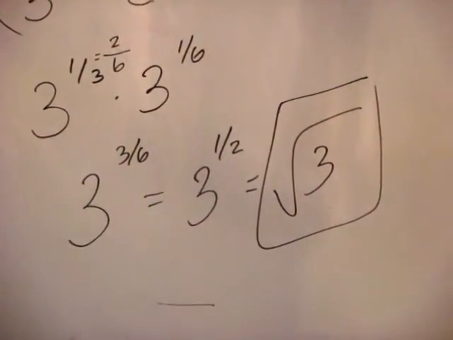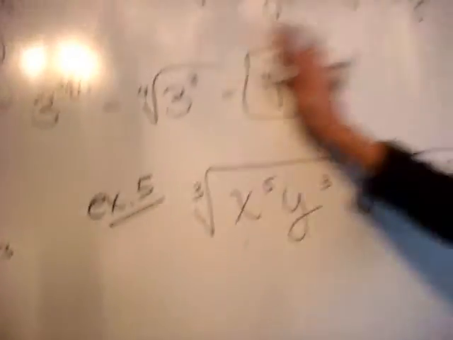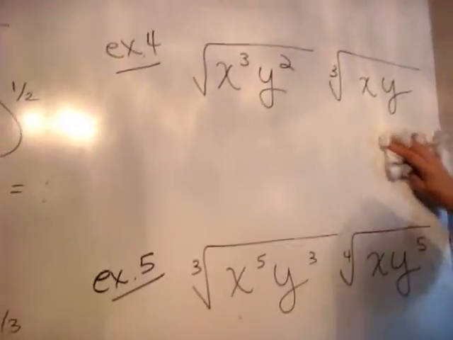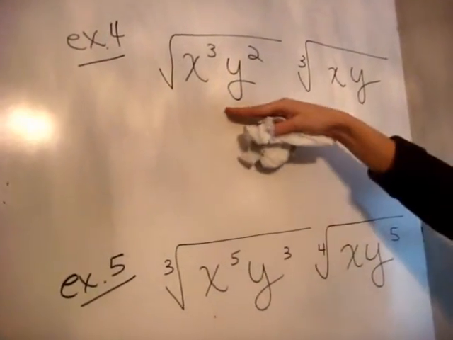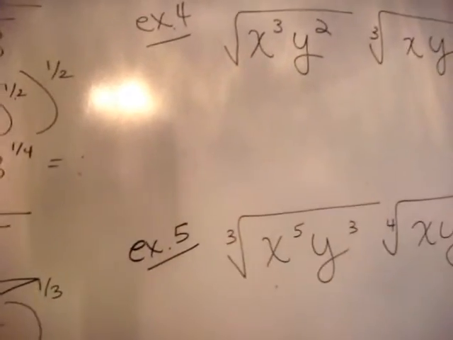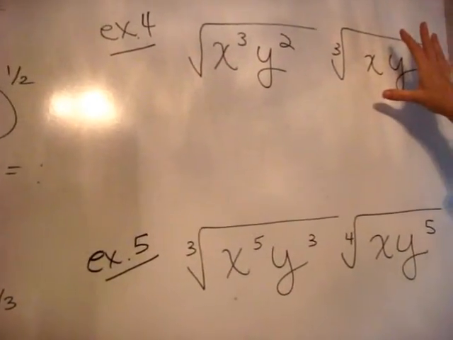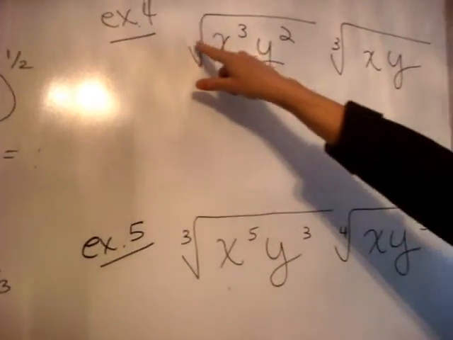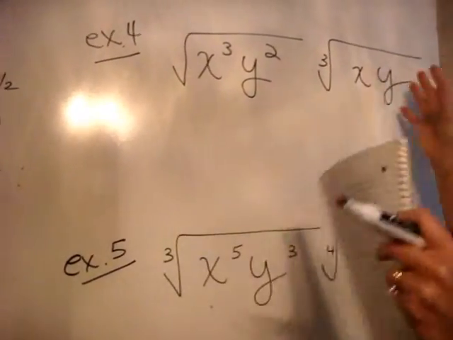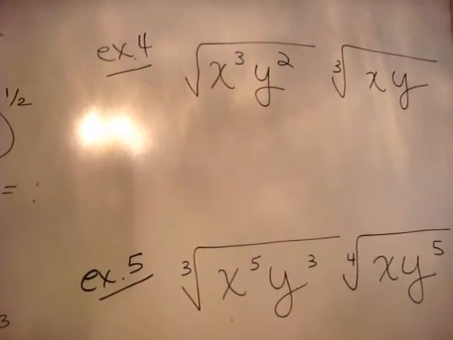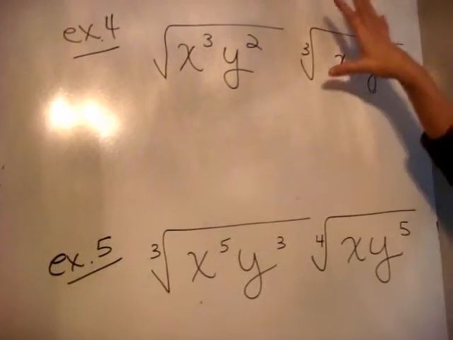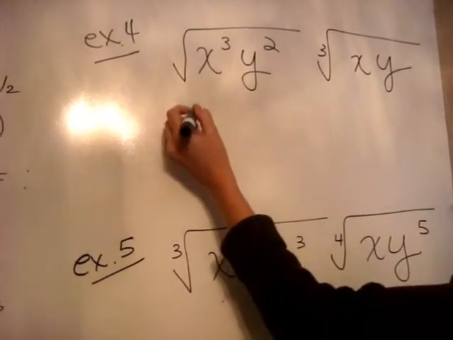All right, let's move up here. I need to make some space for this problem. This time we have a radical times a radical, and we need to simplify it. But since this is the square root and this is a cube root, we can't just combine them under one root. They're not the same. So again, we have to use fractional exponents. So let's do this one.